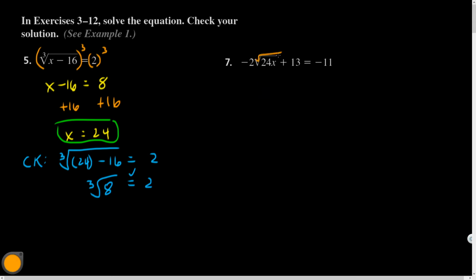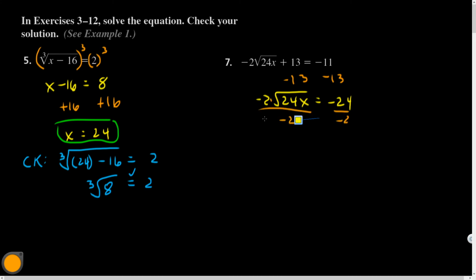Okay, we got this square root. Let's get that by itself first. So subtract 13 both sides. Negative 2 rad 24x equals negative 24. You know what? I'm tempted to simplify the square root of 24 since 4 goes into it, but we can leave it. We don't even care. We're fine. Divide both sides by negative 2.